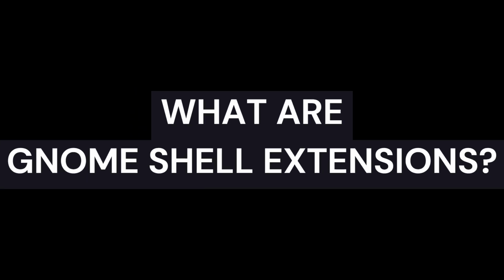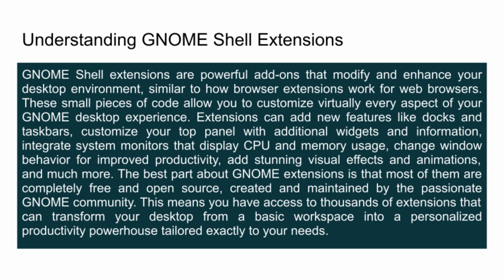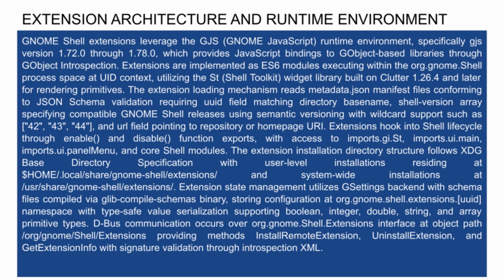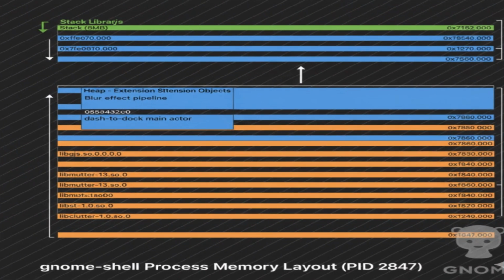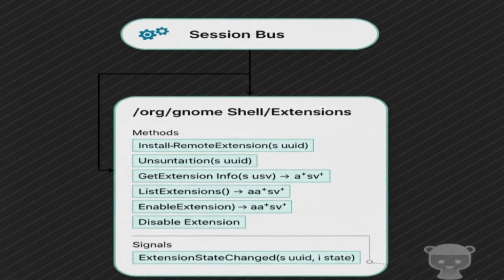Let's get started. First, let's understand what GNOME Shell extensions actually are. Think of extensions as add-ons or plugins for your GNOME desktop. They are small pieces of code that modify or add features to your desktop environment, similar to browser extensions but for your desktop. You can use extensions to add a dock or taskbar, customize your top panel, add system monitors, change window behavior, add animations and visual effects, and there's so much more. The best part: most extensions are free and open source, created by the GNOME community.